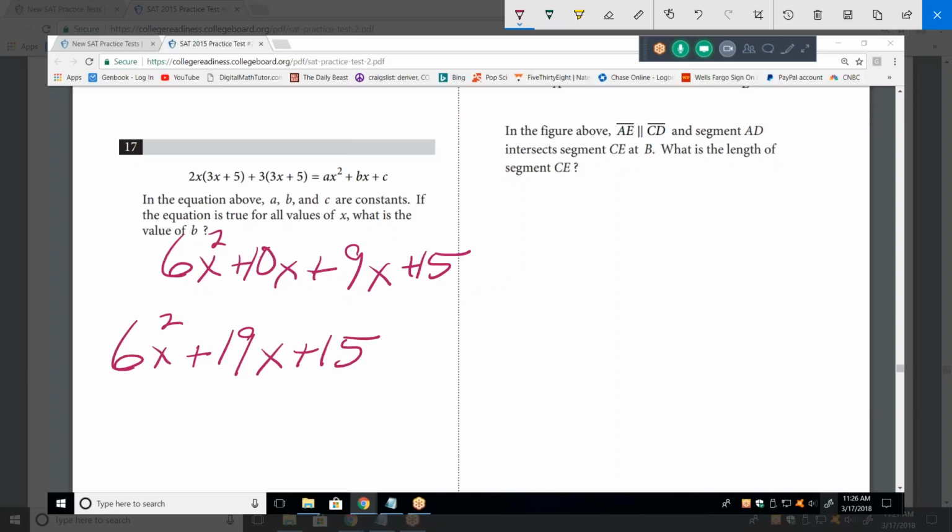Okay. Now, that is equal to ax squared plus bx plus c. Tell me what b is. 19. Yeah. In other words, this is a quadratic with each type term, so a is 6, b is 19, and c is 15. That technique is called equating the coefficients.